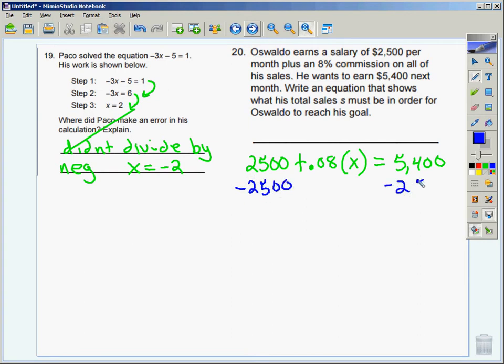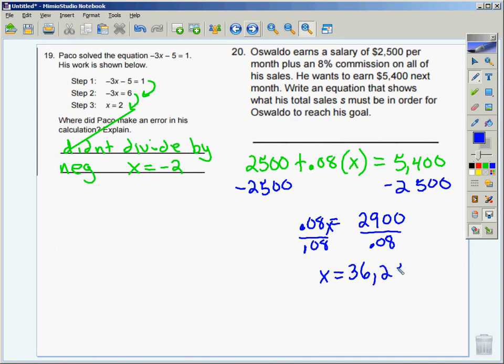I'd subtract 2,500 from both sides. 0.08x would now be equal to 2,900. And I divide both sides by 0.08. And I'd find out that in order to make this, he'd have to make $36,250 worth of sales.